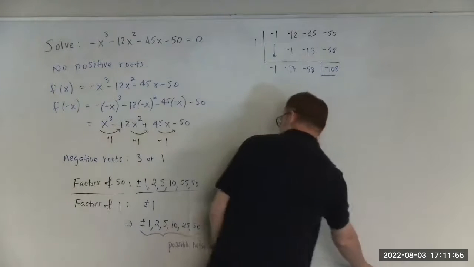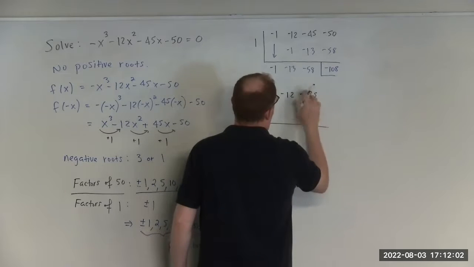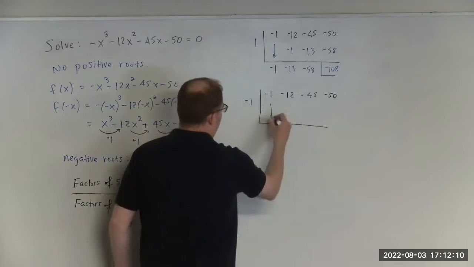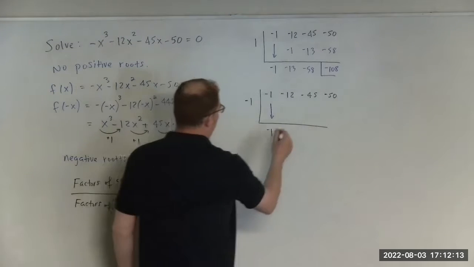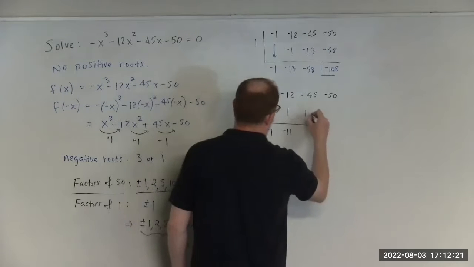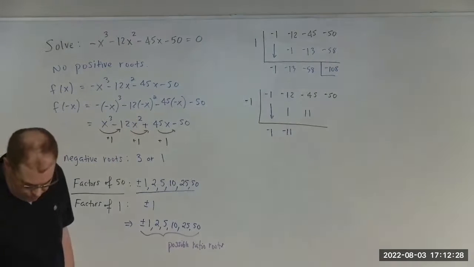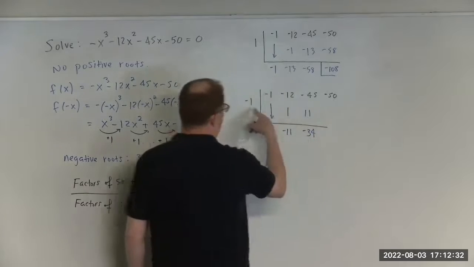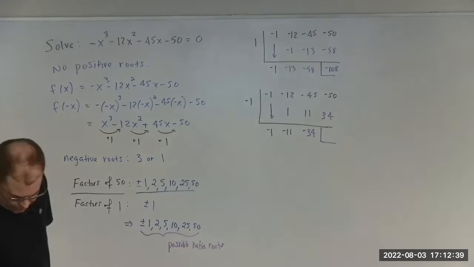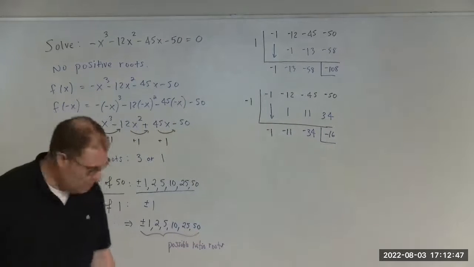So let's try the next one. Let's try negative 1. We bring this down, that's always the first step. Minus 1 times minus 1 is going to be 1, so we get negative 11. Negative 11 times minus 1 is 11. Then minus 45 plus 11 gives us minus 34. Minus 34 times negative 1 is 34. Then 34 minus 50 gives us minus 16. So again, we don't have remainder 0, so this is not a root.